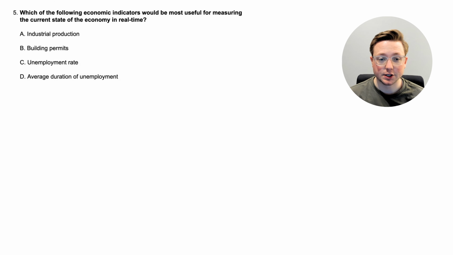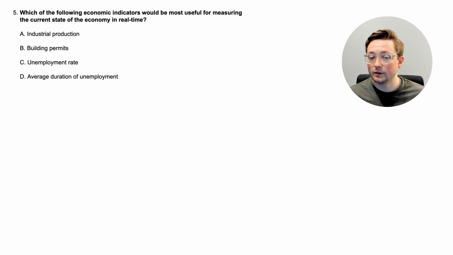Okay, here we are at question 5. Which of the following economic indicators would be most useful for measuring the current state of the economy in real time? So this is a little bit different. This is a different approach. We haven't really talked about this yet, but it's okay because again, we are using these questions to learn. So let's dive into the options. Option A, industrial production. Option B, building permits. Option C, unemployment rate. Or option D, average duration of unemployment.